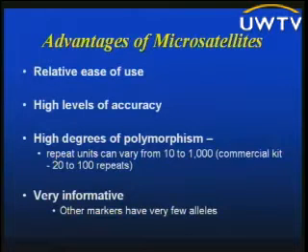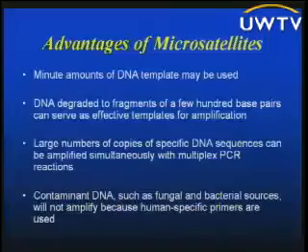It's pretty accurate. There are very high levels of accuracy. As I've already shown you, the amount of discrimination that you can achieve is amazing because of the high degrees of polymorphism at each of these loci, where the repeat units can vary from 10 to 1,000. These commercial kits, of course, are more restricted in what they use. So you have between 20 to 100 repeats. They're very informative because you have a large number of alleles with all of these markers. Most other systems don't have as many alleles because they're interrogating SNPs, which you can have only 4 possible combinations of.